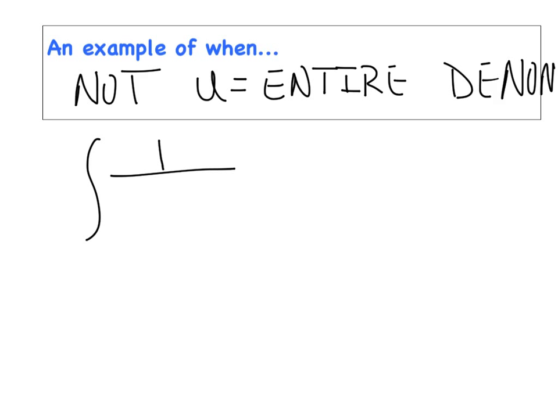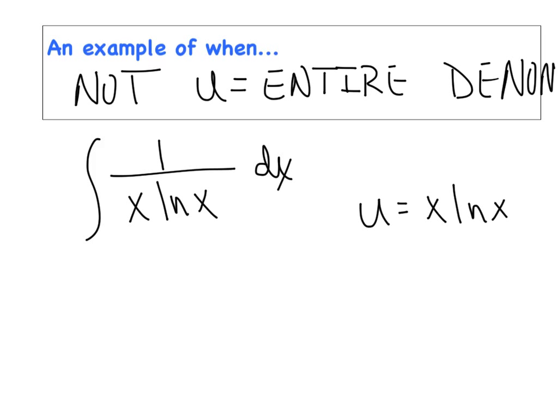So let's talk about 1 over x times the natural log of x. My first clue is, how come I'm not going to let u equal the entire denominator like that? What's my first indication that that's probably not a smart move? My first inclination is the fact that the derivative would require a product rule. And as I've mentioned before, that's typically a bad sign.